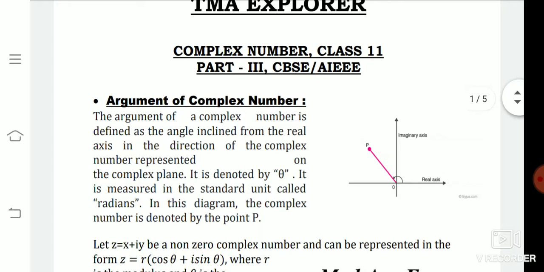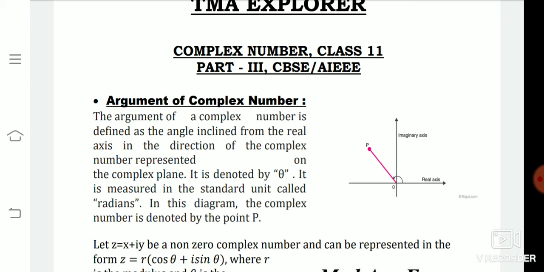Those who have not seen my previous two videos, I have already uploaded two videos on complex numbers, in which the first video explains complex numbers and the basic introduction, and in the second video I have solved some examples related to complex numbers. Here I am going to discuss the argument of the complex number first, and then we will go to the modulus. We will know what the modulus of a complex number is.